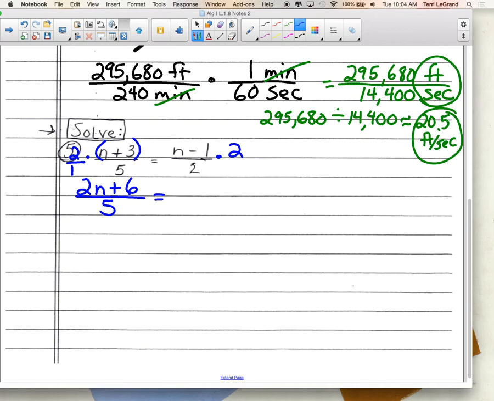What happens over on the other side? The 2's cancel out, and we have n minus 1. Okay. Now what would you do? What would be our next move now then? Because everything we've done so far is legal.